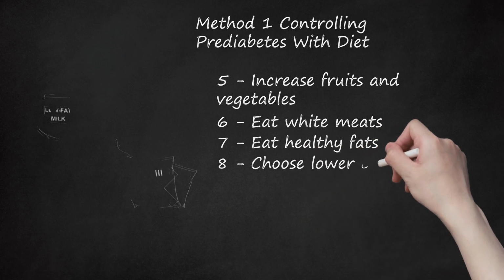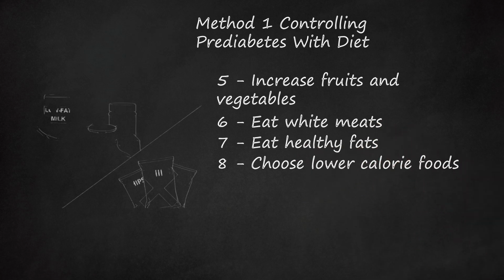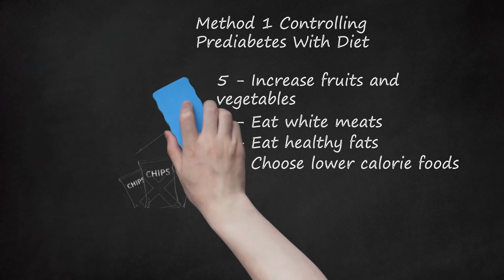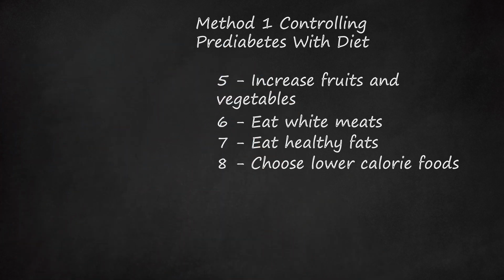8. Choose lower-calorie foods. Instead of eating high-calorie foods, go for lower-calorie options. Snack smarter by putting away high-calorie chips, crackers, and junk food. Instead, eat wheat crackers, natural peanut butter, or fruits and veggies.